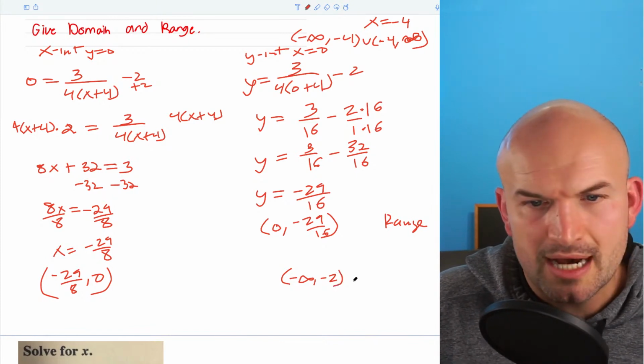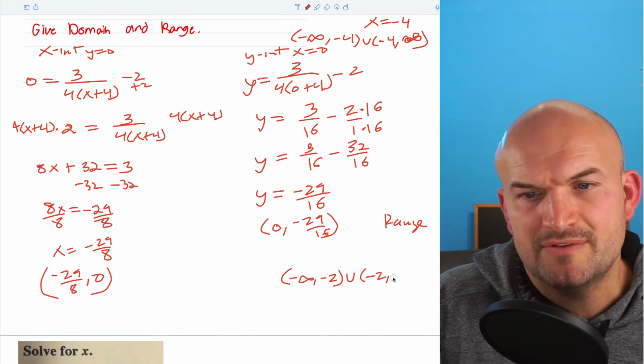Negative 2 union negative 2 to infinity. Voila.